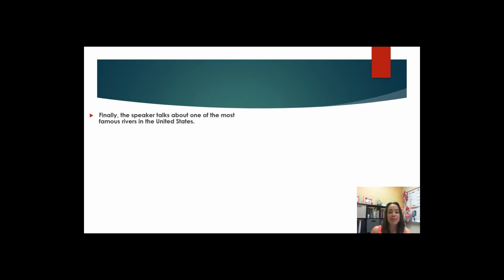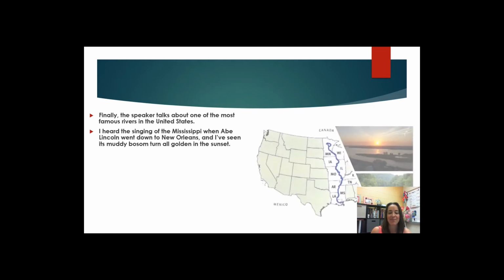Finally, the speaker talks about one of the most famous rivers in the United States. I heard the singing of the Mississippi when Abe Lincoln went down to New Orleans, and I've seen its muddy bosom turn all golden in the sunset.